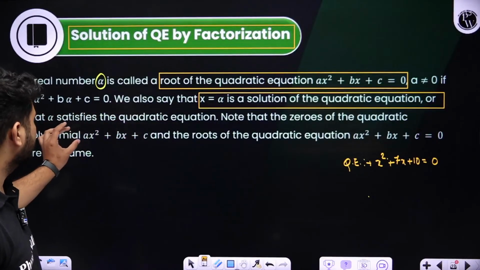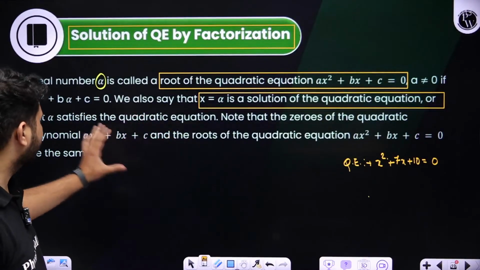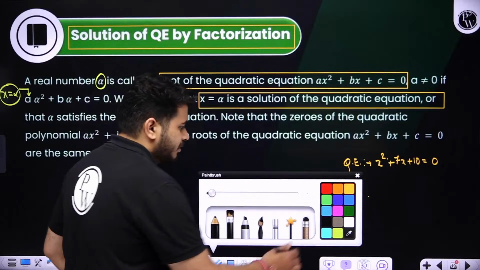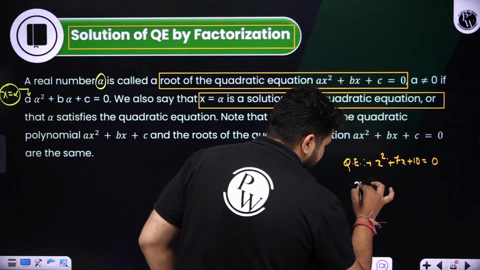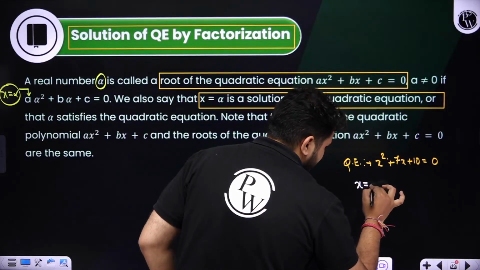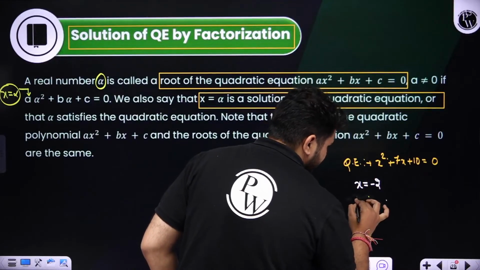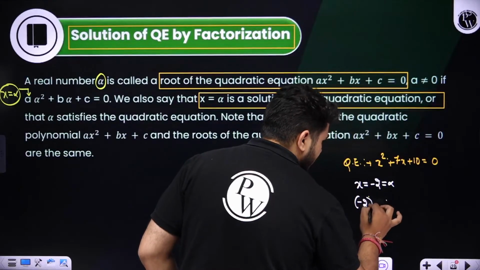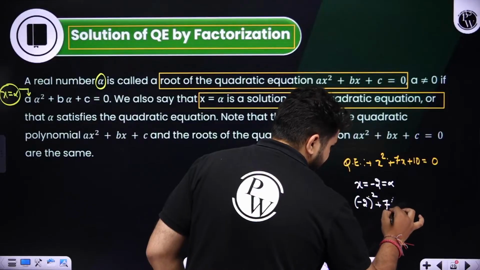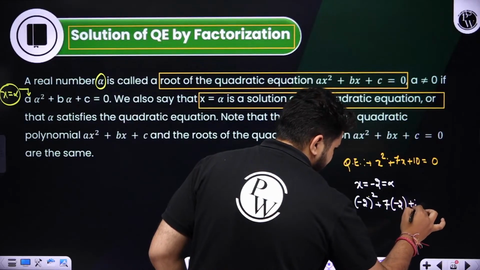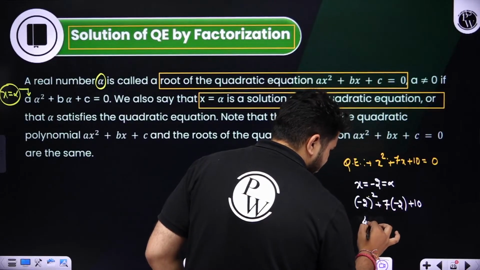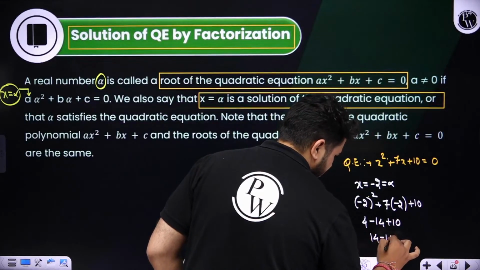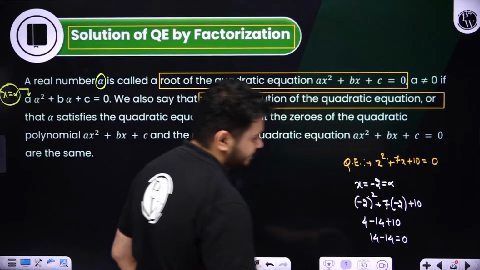Note that the zeros of this polynomial and the roots of the quadratic equation are both the same. How are you going to find the zeros? Fine, so what can we take? x equals, now what can we take here? Can I take minus 2? What happens if I substitute over here? This is my alpha value. Minus 2 whole square plus 7 times minus 2 plus 10. So what comes? This is 4 minus 14 plus 10. So 14 minus 14, what do we get? It is equal to 0.